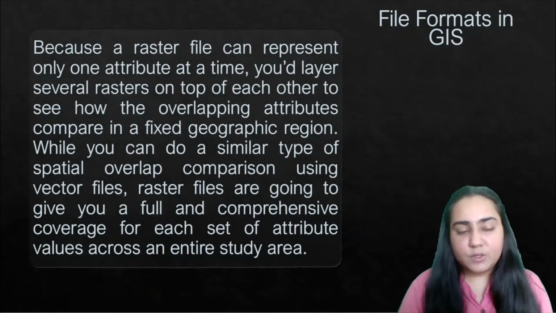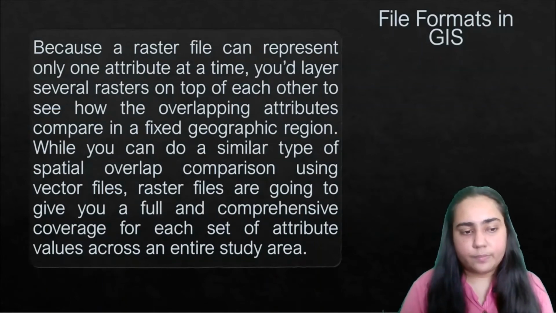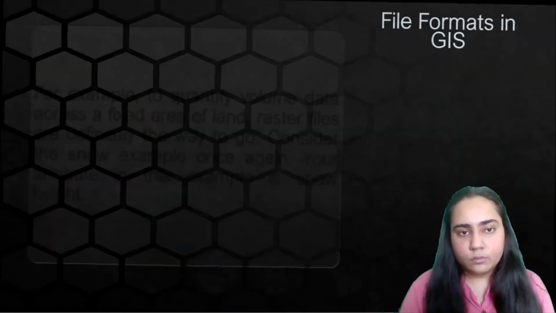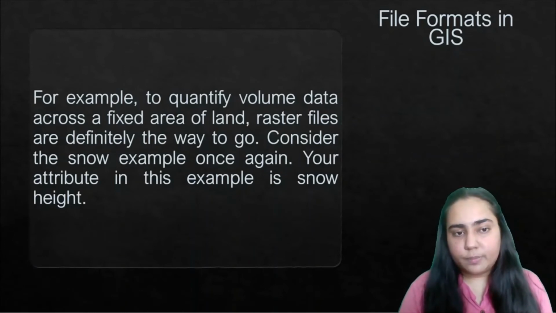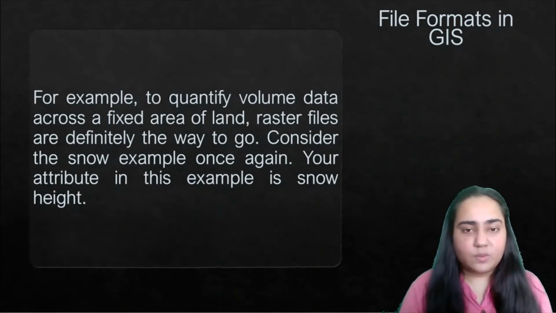While you can do a similar type of spatial overlap comparison using vector files, raster files are going to give you a full and comprehensive coverage for each set of attribute values across an entire study area. For example, to quantify volume data across a fixed area of land, raster files are definitely the way to go. Consider the snow example that we saw in the previous video. Okay, here your attribute is snow height, right?